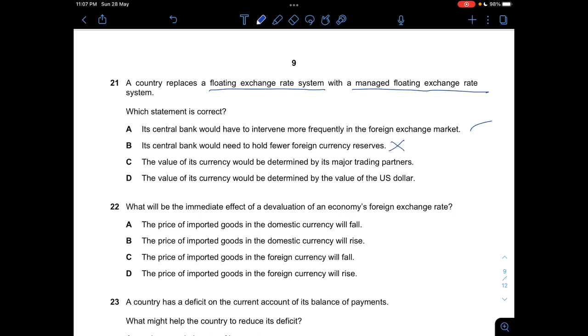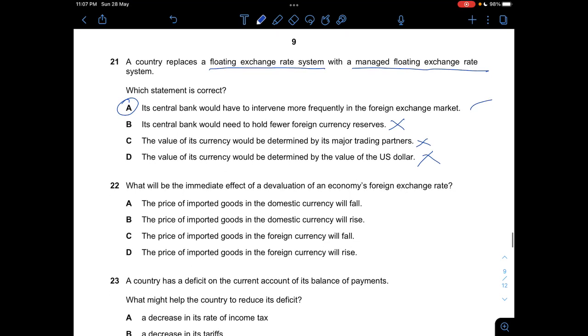C, the value of its currency will be determined by its major trading partners, which is not correct, because now it's managed float instead of floating. And D, it says the value of its currency will be determined by the value of the US dollar, which is, there's nothing here that says that it's determined by the value of the US dollar, so it's not correct. So answer is A.